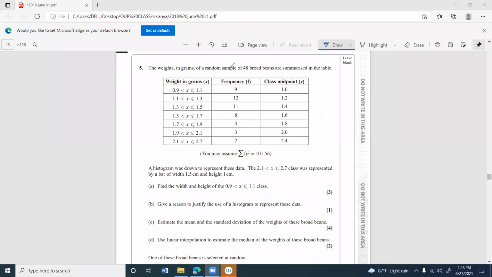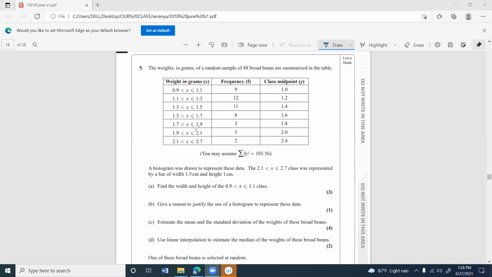The weight in grams of a random sample of 48 broad beans is summarized in the table. That means here, there are 9 beans in the range of 0.9 to 1.9, and the other one also starts with 1.9. This is an important point we need to verify. Therefore, no need of defining class boundaries for this, no need of rearranging them because there is no gap between them. So you can start with these ones over here. Now you can see here the gap is 0.2, 0.2, 0.2, 0.2, 0.2. But here it's changed, 0.6.